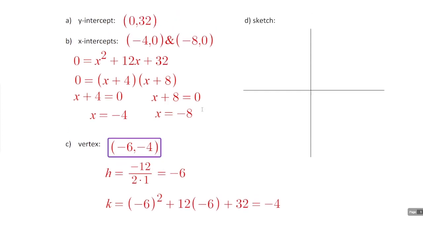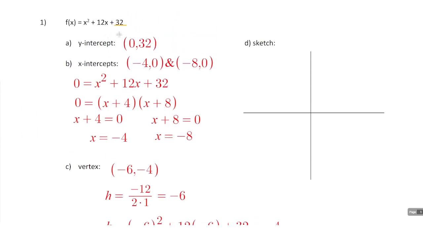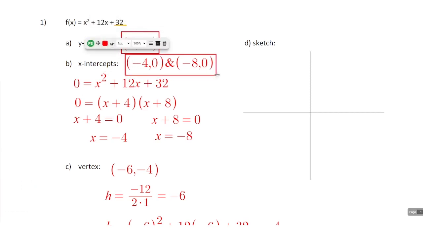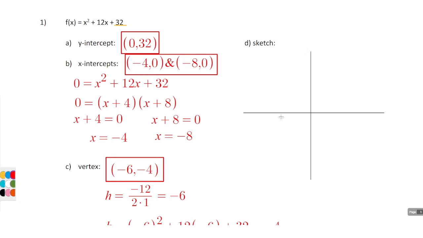Now I'm ready to make the sketch. We've got all of our key points here. We've got the y-intercept, we've got the x-intercepts, and we've got the vertex. So let's go ahead and sketch this out. The y-intercept is at 0, 32. That's going to be way up here. And again, I'm just doing a little rough sketch here. It doesn't have to be perfect. So I'm just going to plot a little point here.